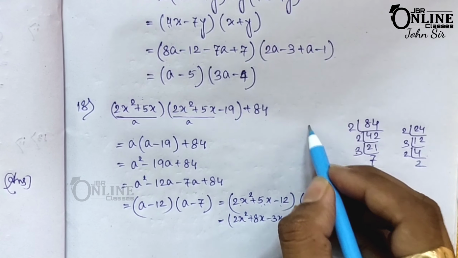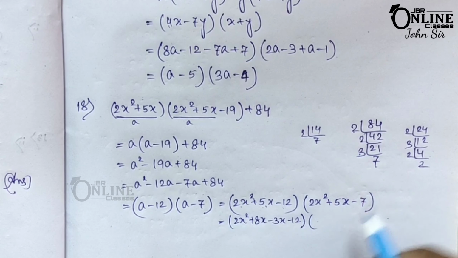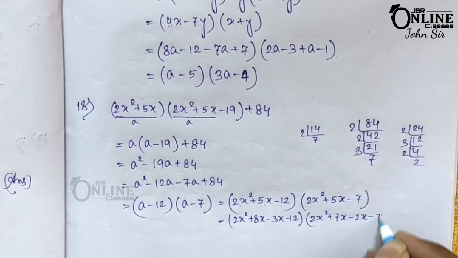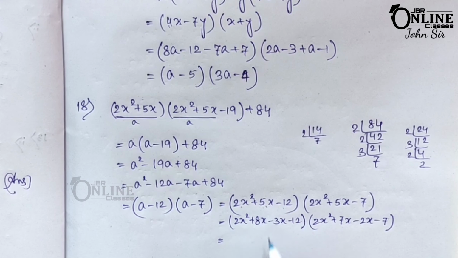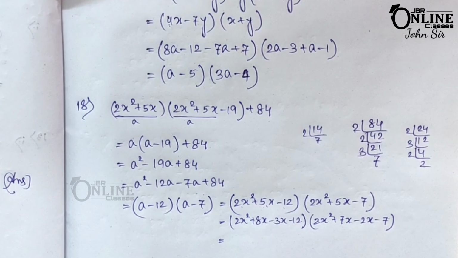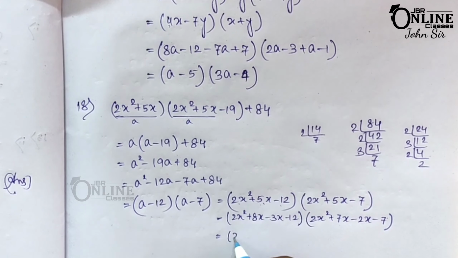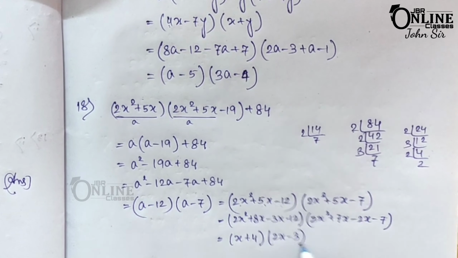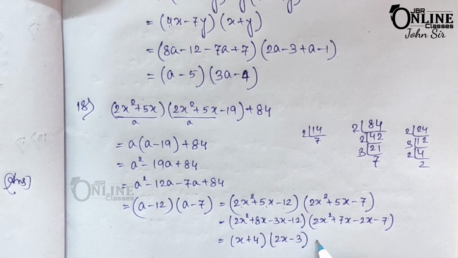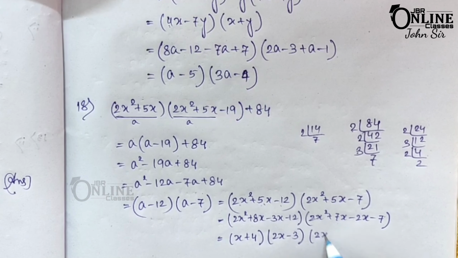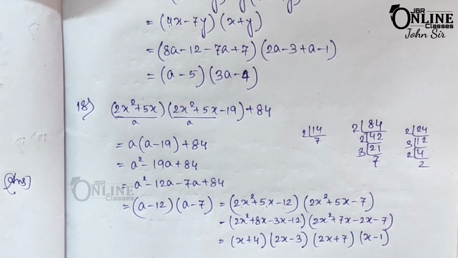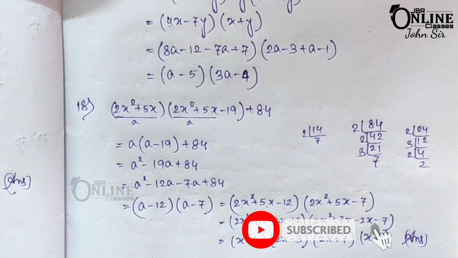The next one, 7 into 2 becomes 14. So 14 means 2 into 7. So 7 minus 2 becomes also 5. So here 2x square plus 7x minus 2x minus 7. From the first two terms 2x will be common, so it becomes x plus 4. So here x plus 4 and the next factor is 2x minus 3. And from this one x will be common, so here 2x plus 7 and the next one x minus 1. So these four are the factors and that is the final answer of this problem.